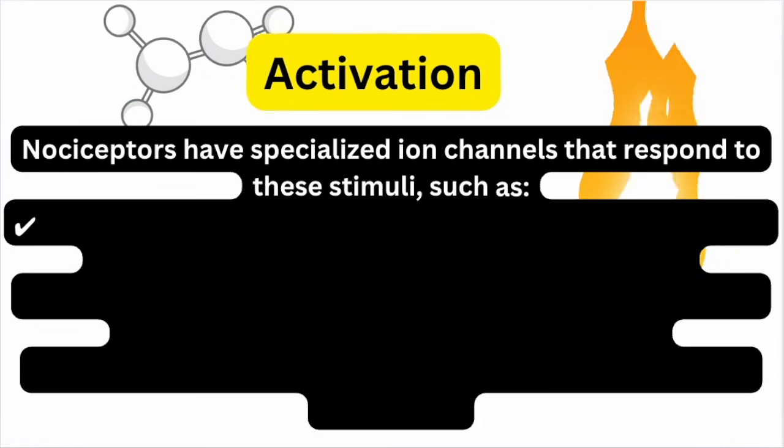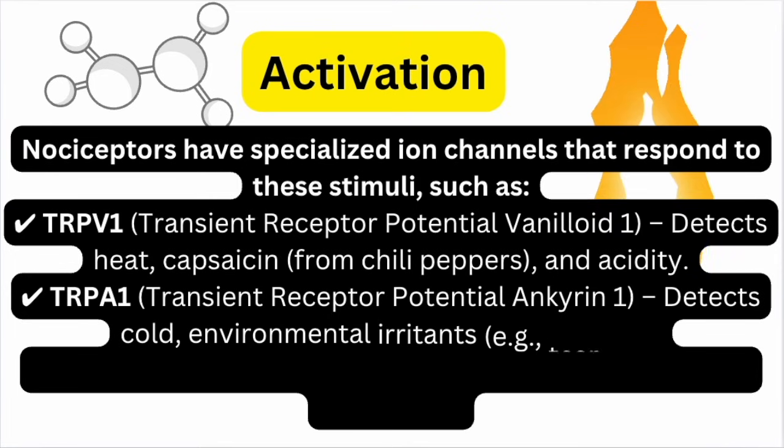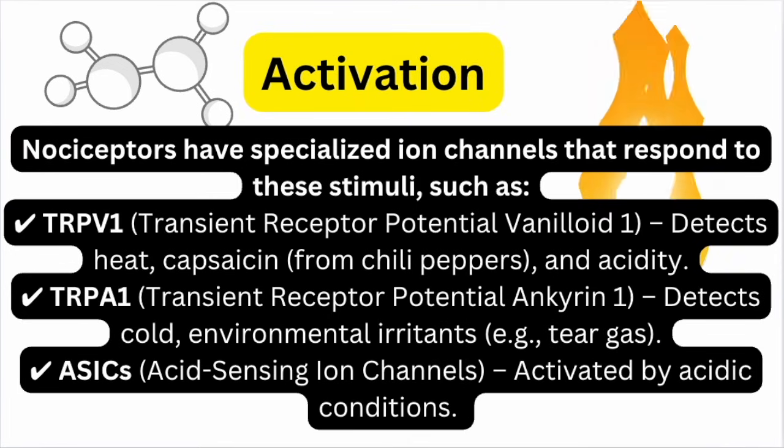Activation. Nociceptors have specialized ion channels that respond to these stimuli. TRPV1 detects heat and acidity. TRPA1 detects cold and environmental irritants. And ASIC is activated by acidic conditions.